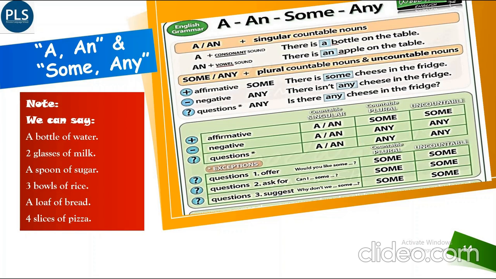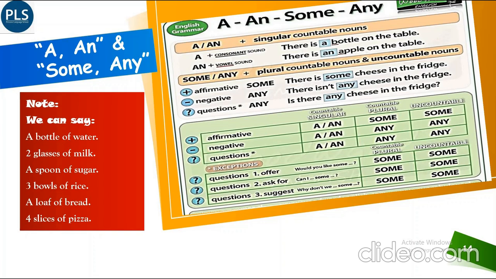But we use some and any for plural countable nouns or uncountable nouns. Like, there is some cheese in the fridge. Or we can say, there are some apples on the table. So apples, yes, they are countable nouns, but here apples are plural, so we used some. And in the first example, there is some cheese in the fridge because cheese is an uncountable noun, so we used some. And we all know from before that we use some for the affirmative sentence and any for the negative and the question, unless the question is an offer or a request.